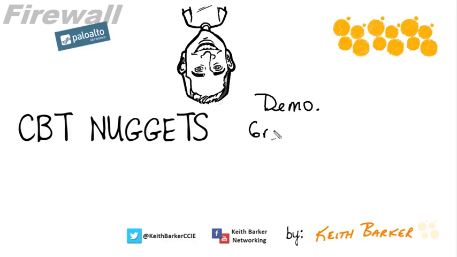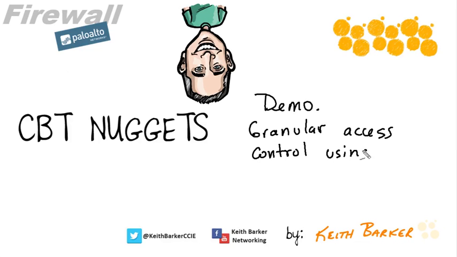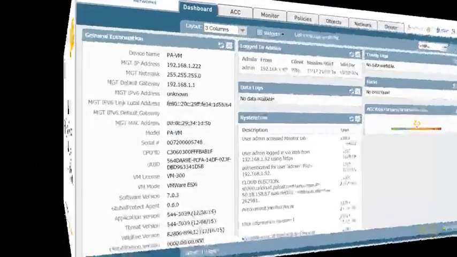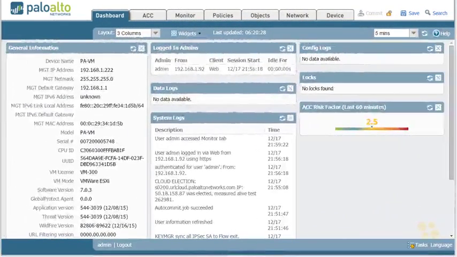In this nugget, we're going to demonstrate how we can do granular access control based on App ID. We're going to use Facebook as the example in this scenario. Let's begin. So here in the graphical user interface for the Palo Alto, let's take a look at a few of these application objects. Again, there's more than 2,000 of them.